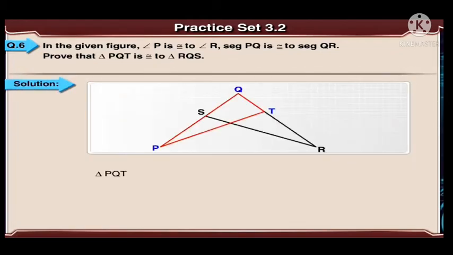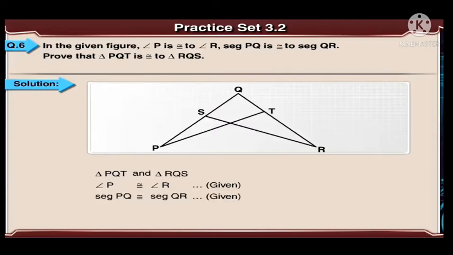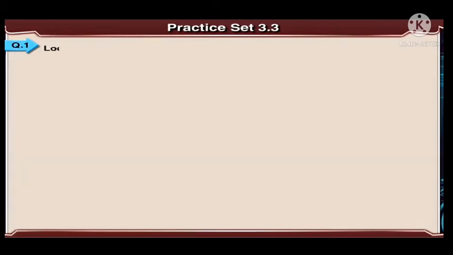Solution. In triangle PQT and RQS, angle P is congruent to angle R. That is given in the question. Seg PQ is congruent to seg QR. That is also given. Angle Q is congruent to angle Q, since they are a common angle. Therefore, triangle PQT is congruent to triangle RQS by ASA test.